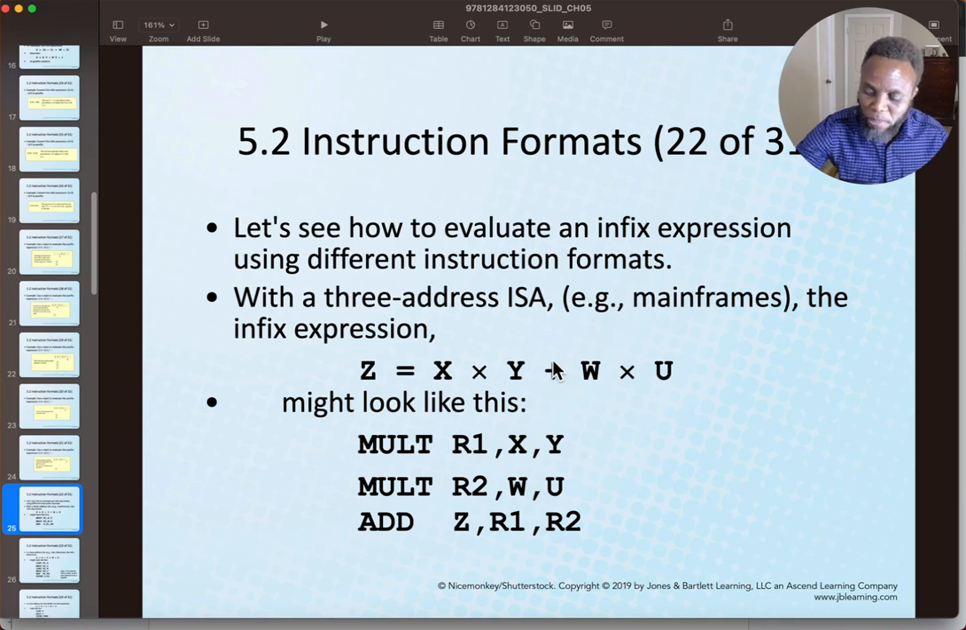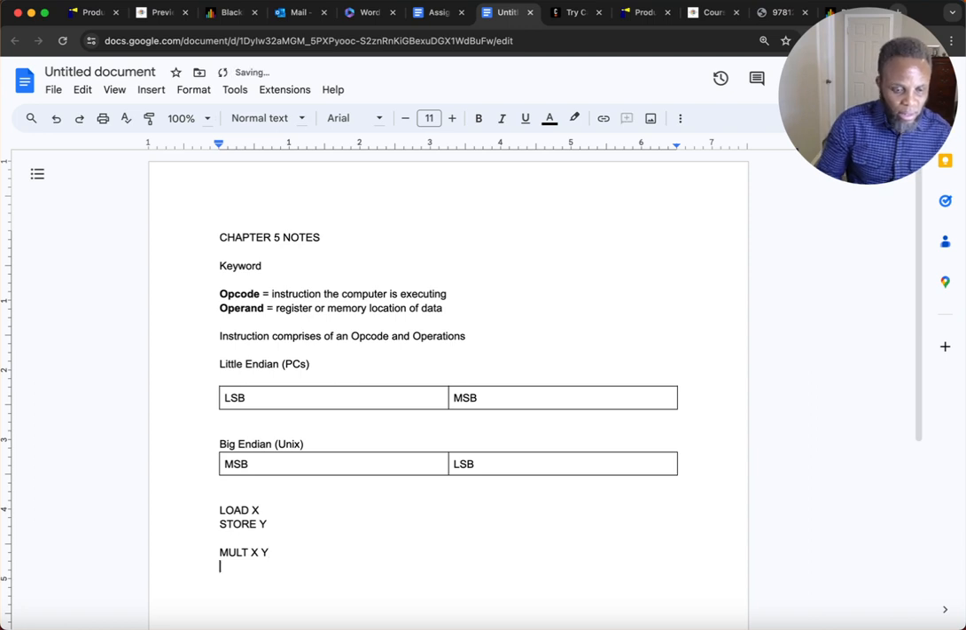If you studied BODMAS, I think I studied BODMAS, which is brackets, then O for something, D is division, M is multiplication, A is addition, and then subtraction. So it goes in this order. Brackets come first and so on and so forth. Multiplication comes before addition.